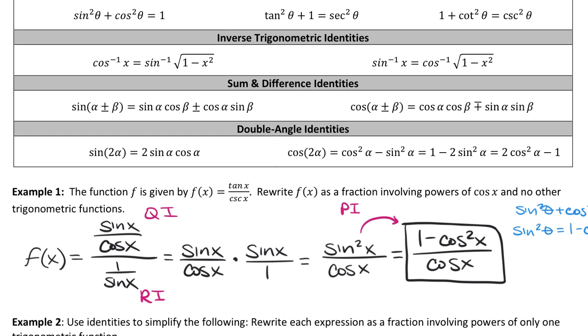More things we need to memorize. It is too late to quit. You can do hard things. All right, and then we have our double angle identities.